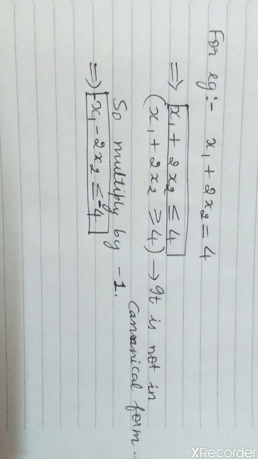And the third type is when some of the variables, that is x1, x2, x3, are restricted, and that time what we have to do? These are conversions which are usually asked in the examinations. So today we will go through what we have to do if the constraint has an equal to sign.